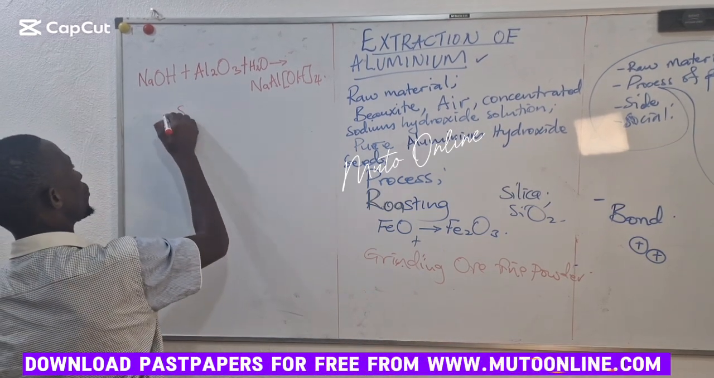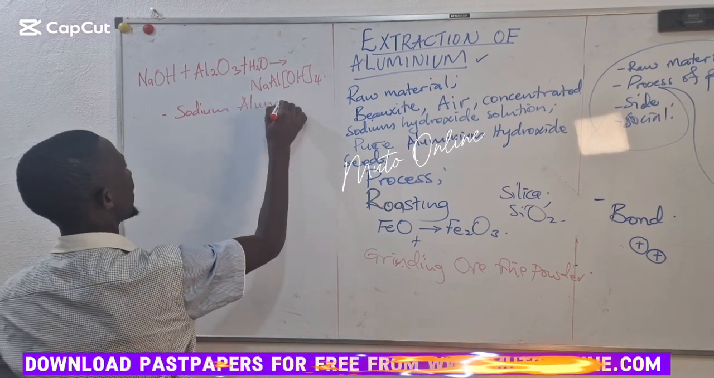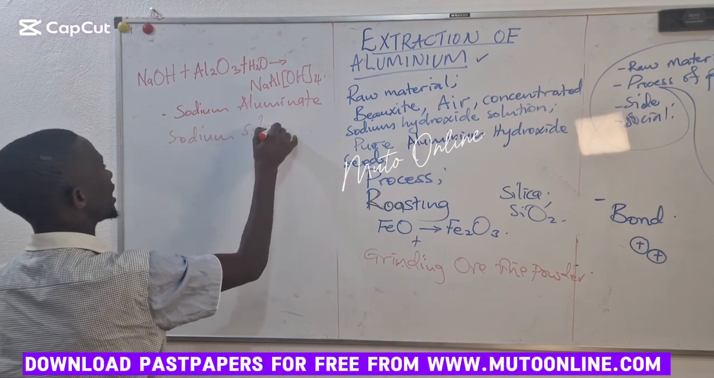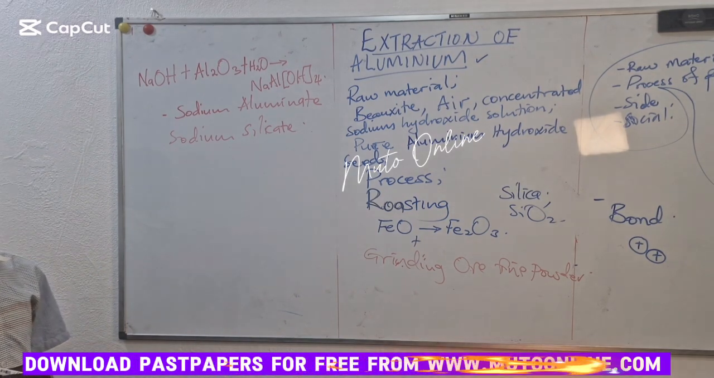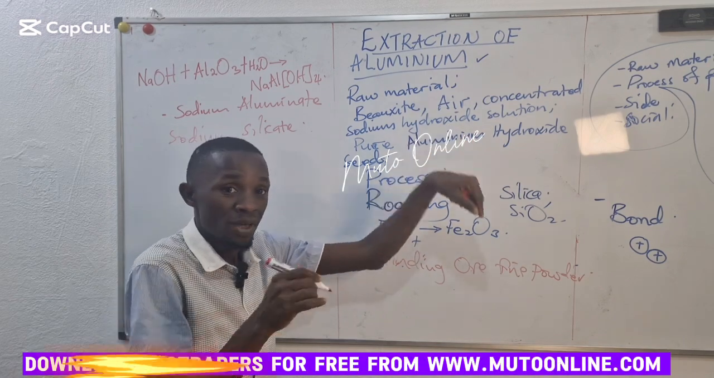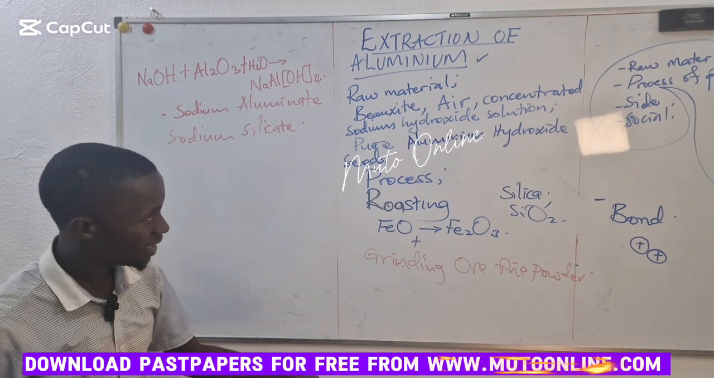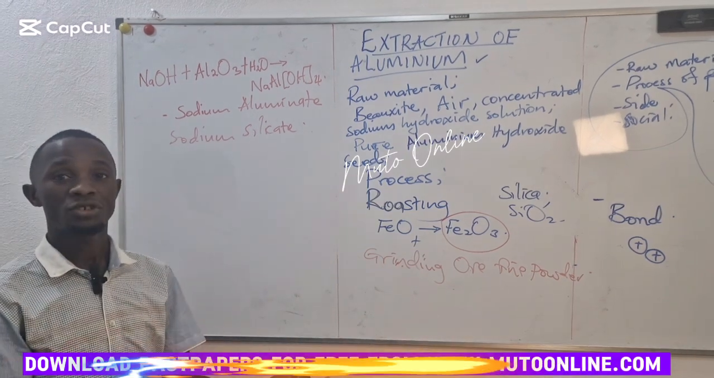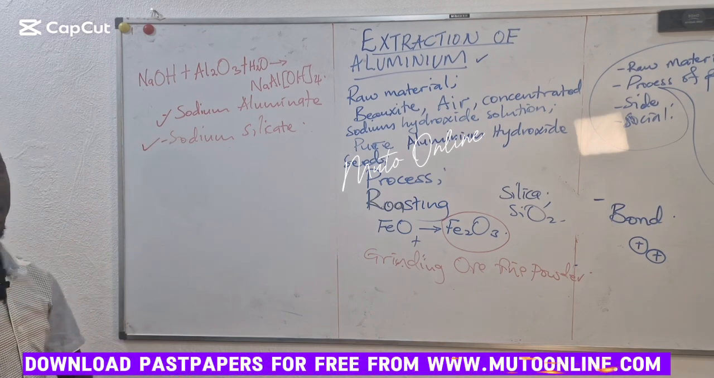This will form two products. We shall form sodium aluminate and sodium silicate. The iron 3 will not dissolve in the sodium hydroxide, so it will remain as a solid. So this means that the iron 3 at this state will be eliminated because we shall filter it off, remaining with the two things, sodium aluminate and sodium silicate.